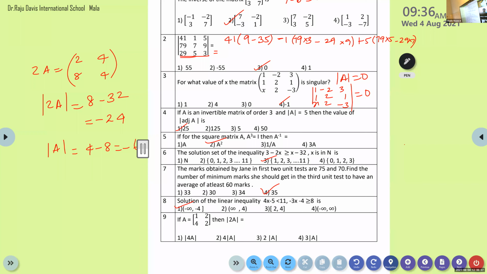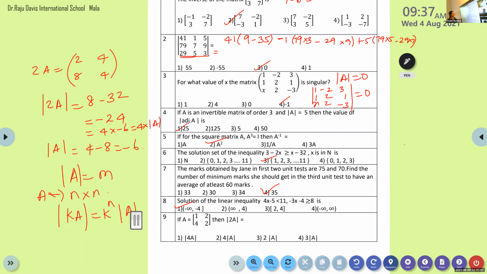So what is the answer? The determinant of 2A, we can write this as 4 into minus 6. It is 4 into the determinant of A. That day we learned this using one property. Yes or no? This is a 2 by 2 matrix. Suppose A is an N by N matrix. Then what is the determinant of kA? It is k raised to N into the determinant of A. One important property we learned. Using that property, for the 9th one, the answer is 2.